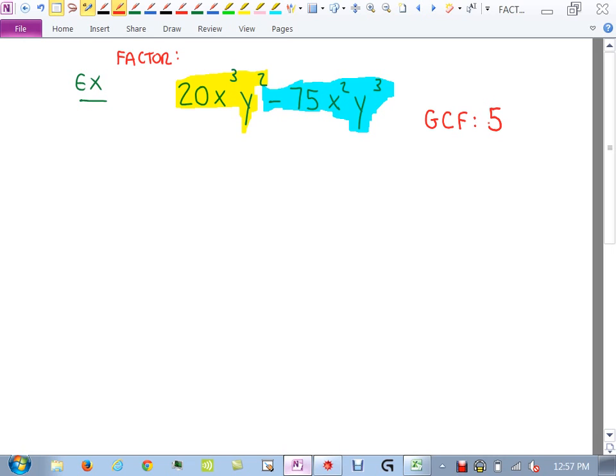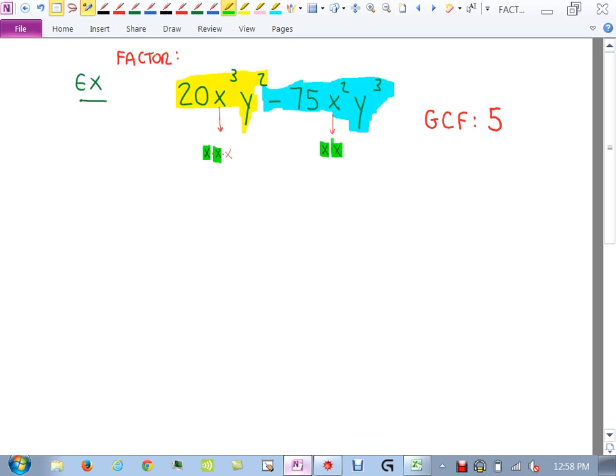Now let's look at the variables. In the first term, I have x, x, x. In the second one, I have x, x. So what do they have in common? How many x's do they have in common? X squared, right? Just 2 of them? They have 2 x's in common. You don't have to write this down. I'm just trying to illustrate it in case you have trouble with that idea.